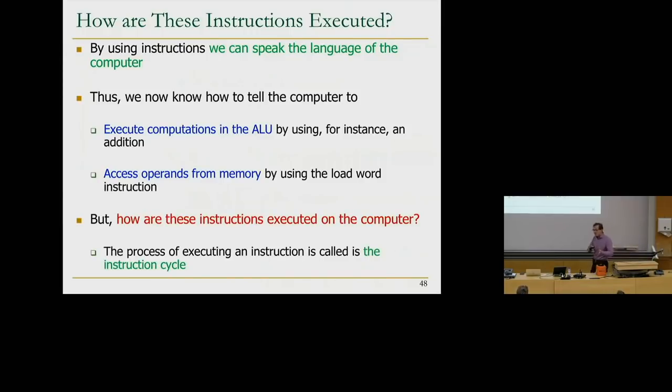As I said briefly earlier, the process of executing an instruction is called the instruction cycle. Not to be confused with the clock cycle. Clock cycle is very low level. It basically is how fast your clock is, right, as we discussed. Instruction cycle is the process that you have to go through to execute an instruction from the beginning to the very end. And what is that instruction cycle?